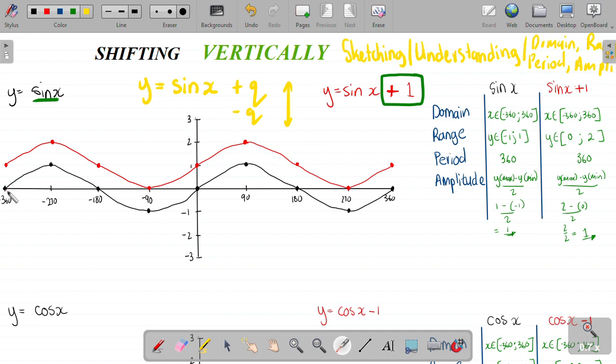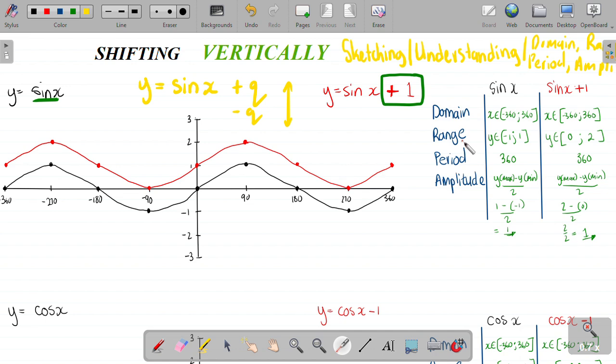So let's do the domain of the black graph, the original. So you can see it's going from negative 360. I've already taught this. It's going all the way through. So x is an element of, or belongs to, from negative 360 all the way through to 360, and including them. And then for the red graph, it's the exact same. It's also going from here all the way through. So x does belong to the degrees from and including negative 360 all the way through to 360.